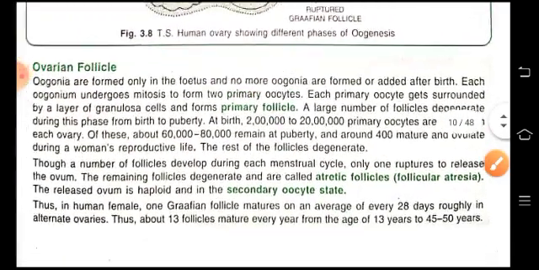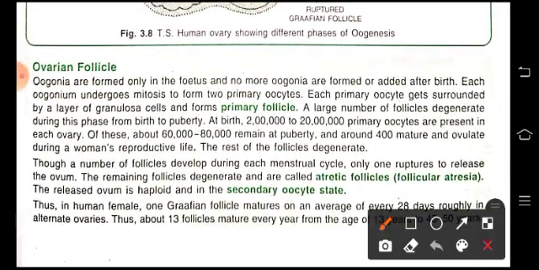Now, what is an ovarian follicle? Now, these oogonia are formed only in the fetus. And after the birth of the baby girl, no more oogonia are formed. Now these oogonia undergo mitosis to form primary oocytes. And these primary oocytes are surrounded by a layer of granulosa cells and form the primary follicle.